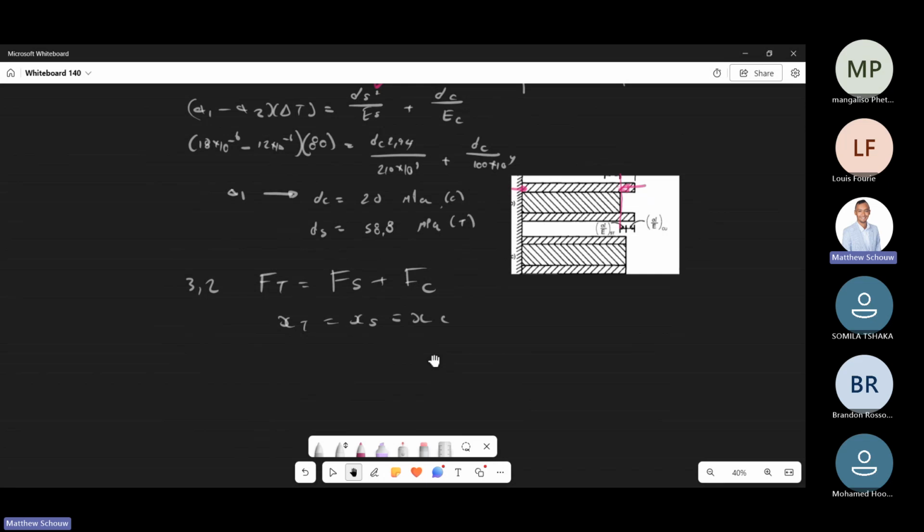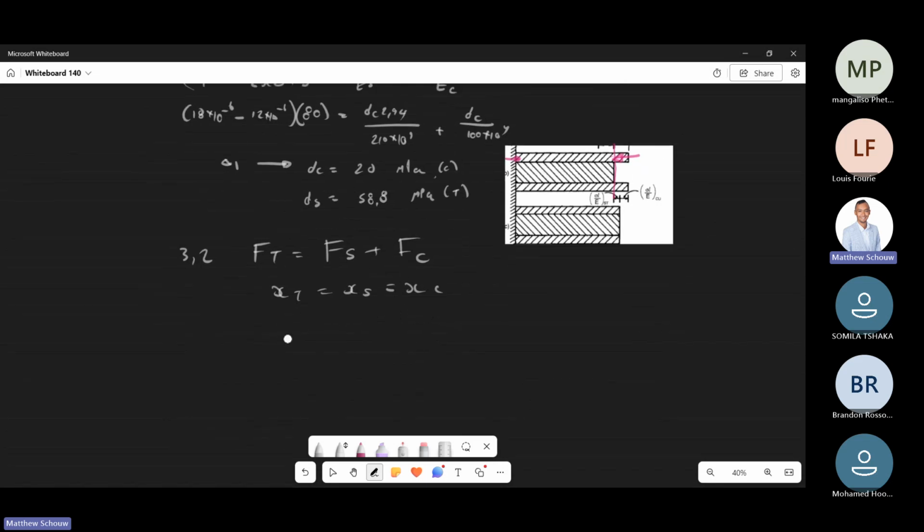So now we must find ratios of stresses and then plug it back into the force formula. So we're going to use this one. This is equal to that. So this is stress steel, L over E steel, and we have stress copper, L over E copper. The length is the same, so we can cancel out the lengths, because they are the same length, right?